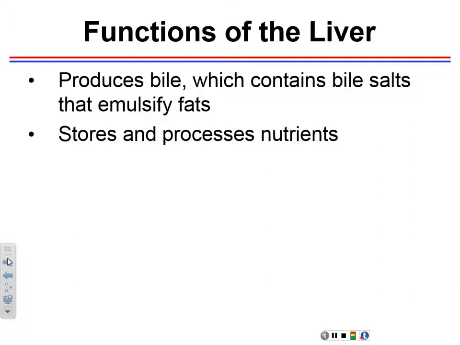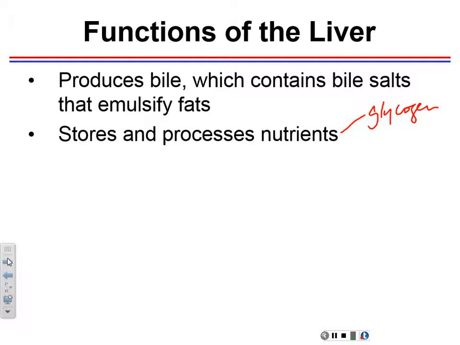So what does the liver do? It stores and processes nutrients. It will turn all that absorbed glucose from the small intestine into glycogen. That's when the pancreas produces insulin after you've eaten a meal. So it makes sure the hepatocytes take in that glucose, and then they process it into glycogen for storage. So that's storing nutrients.